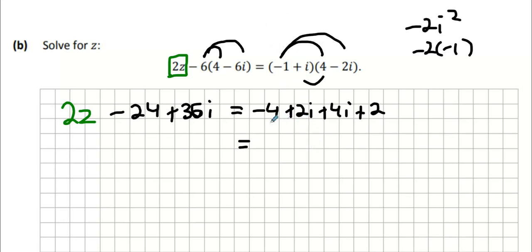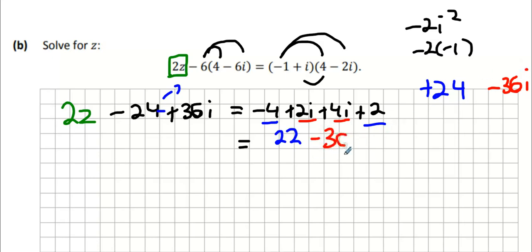Would everybody agree that that is, once again, I'm going to do a bit of timekeeping here. See the minus 24? If that goes over the other side, that will be plus 24. So it's going to be minus 4 plus 2, which is minus 2. Minus 2 plus 24 is 22. Likewise, see that 36i, I'm just going to put over here in red. Then I'm going to underline the other ones in red. 6i, take away 36i. Yep.